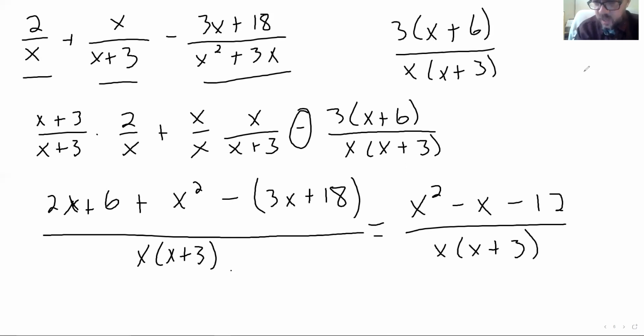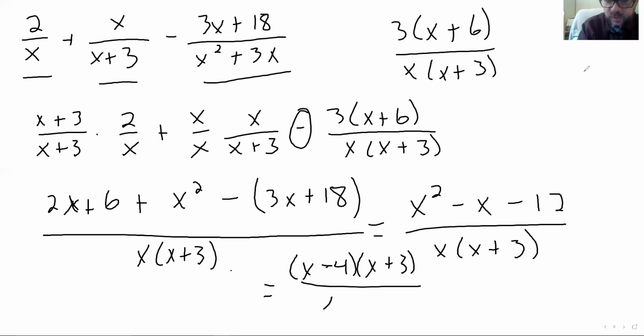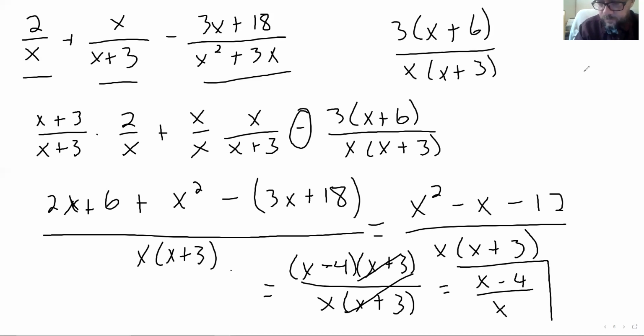And I think that top factors: I need two numbers that multiply to be negative 12 and add up to be negative 1. So negative 4 plus 3 will work. So this whole thing is, I'm going to leave myself just a little bit of room, x minus 4 times x plus 3 over x times x plus 3. And the x plus 3's cancel, and we end up with x minus 4 over x is the whole thing.